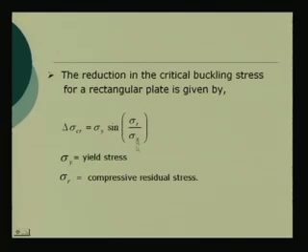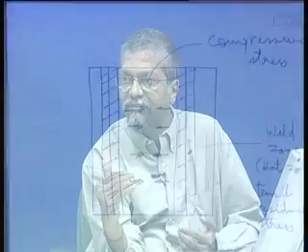It is actually through some such assumptions that the reduction of the critical buckling stress for a rectangular plate is essentially given by this, that delta sigma critical is proportional to the ratio of the compressive residual stress to the yield stress, right. And what happens is this compressive residual stress which forms is almost equal to or more than one third the yield stress, they are of very high value. In fact, tensile stress is near about equal to the yield stress, whereas the compressive residual stress is near about one third of the yield stress. It is distributed over a larger area. So, the magnitude is less and is approximately one third.